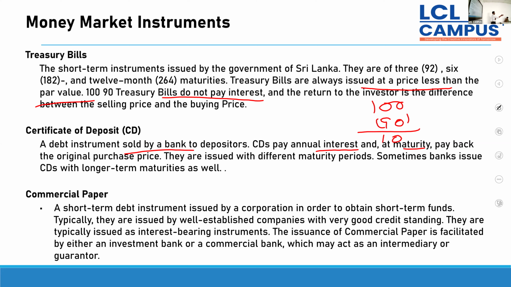Let's say you invest 1 million at a 7.5 percent interest rate per annum, then yearly you will get 7.5 percent interest. Let's say the maturity period is 3 years. At the end of the 3 years, you will get the principal that you invested also. How much did you invest? 1 million. That 1 million will be repaid by the bank along with the interest. Clear? So that is the certificate of deposit.